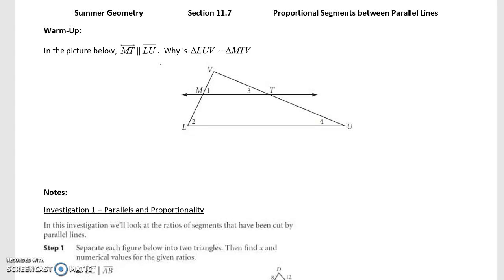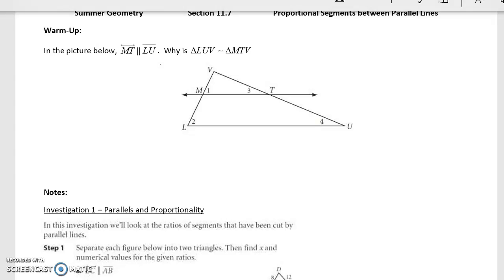In this lesson, we're going to wrap up chapter 11 by looking at something called the proportional segments between parallel lines. So first of all, let's take a look at this picture. We have a triangle LUV, and we have a parallel line, line MT, running through the triangle. And we want to ask ourselves, why is triangle LUV similar to triangle MTV?